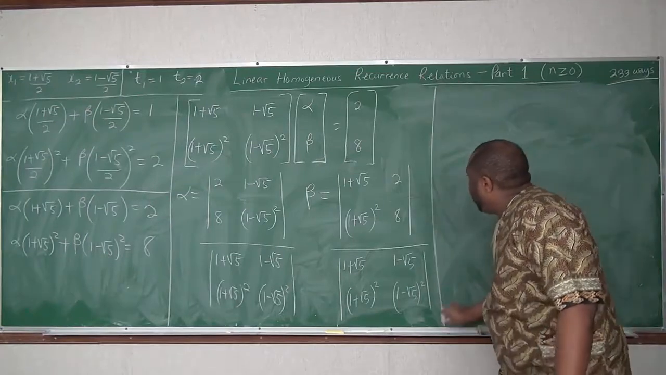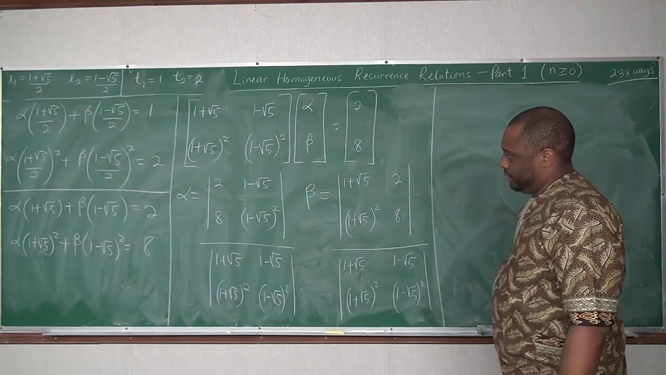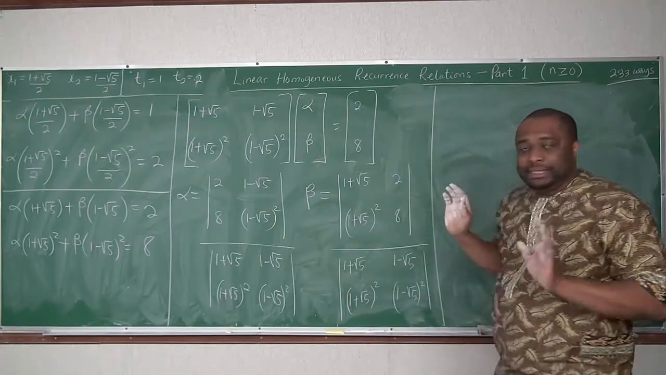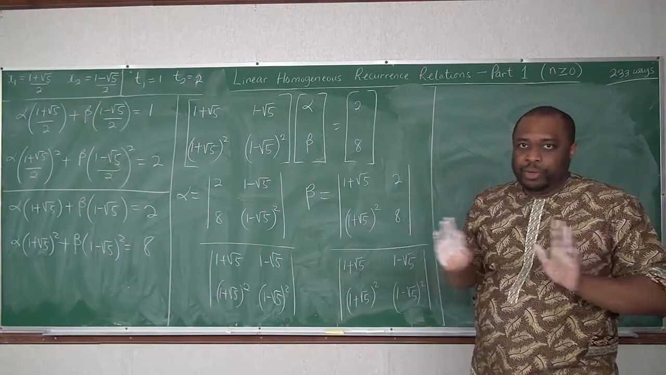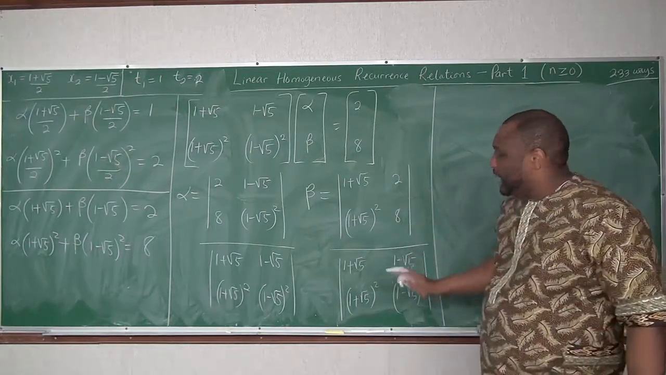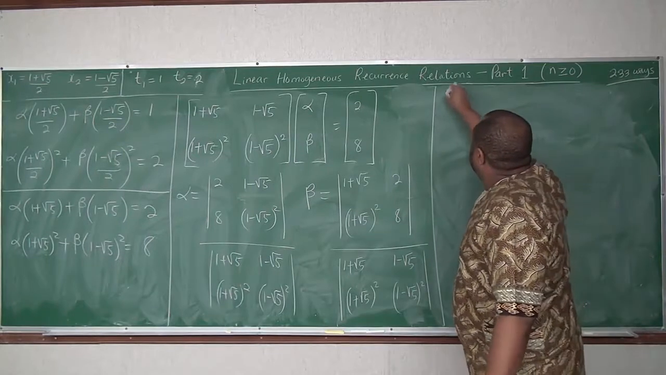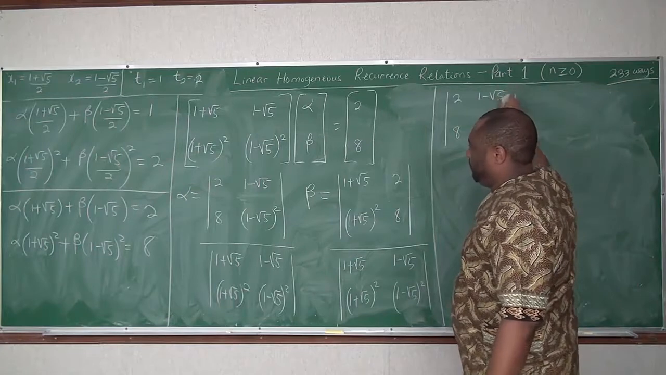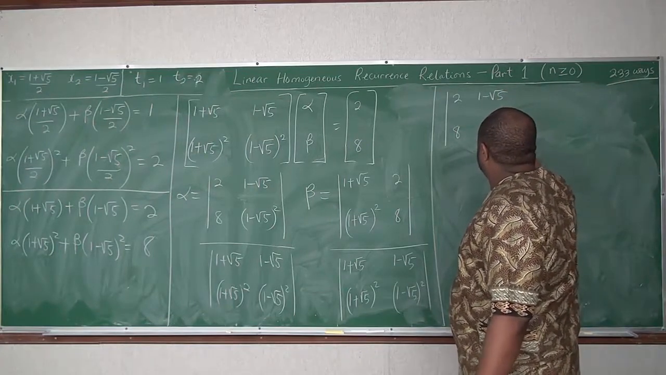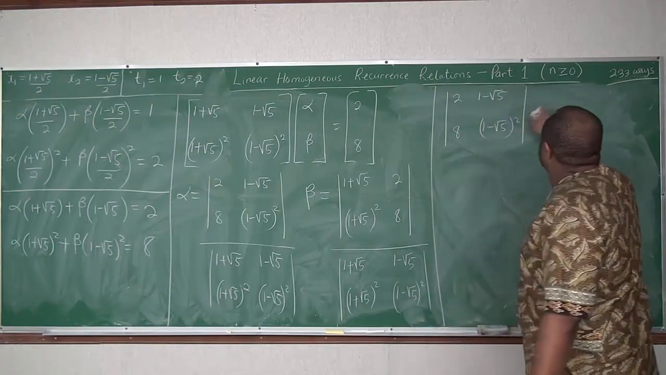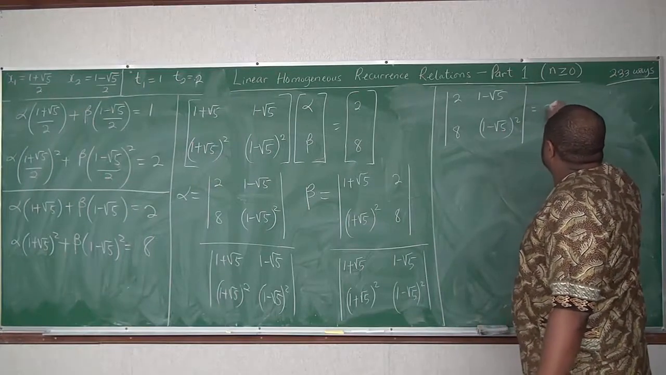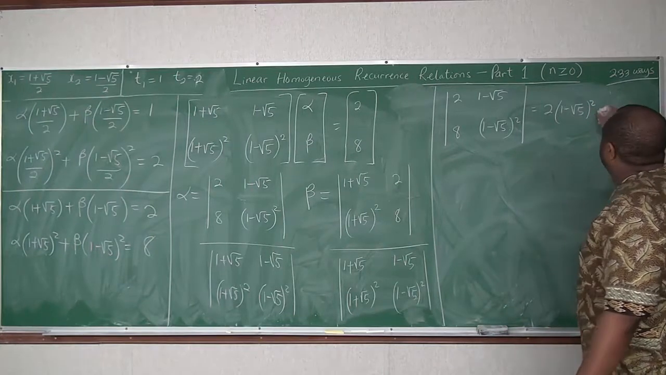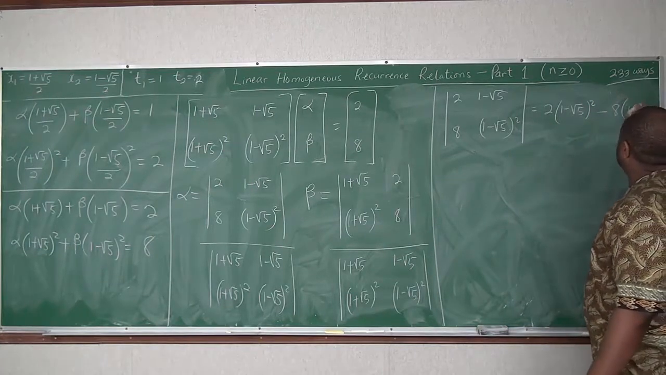Alright, folks. We already know the denominator. Our denominator, we already know, is 8 root 5. So we shall be concerned with our numerator. The determinant of 2, 8, 1 minus root 5, 1 minus root 5 all squared will give us 2 times 1 minus root 5 all squared, minus 8 times 1 minus root 5.